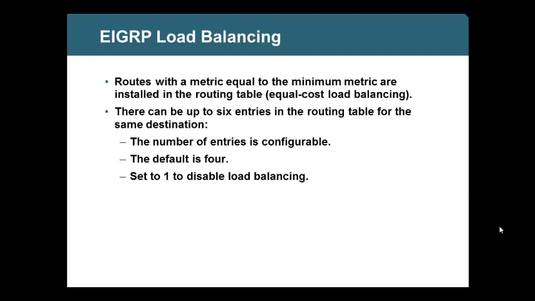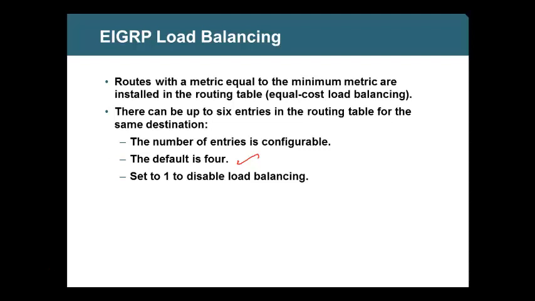Up to how many? By default it is 4. By default up to 4 paths can be used. Even if you have 100 paths, only 4, any 4 that will be picked randomly, will be used for load sharing. So this is seen in RIP, EIGRP, ISIS, OSPF. Only up to 4 by default.